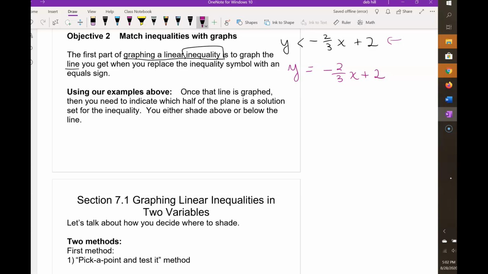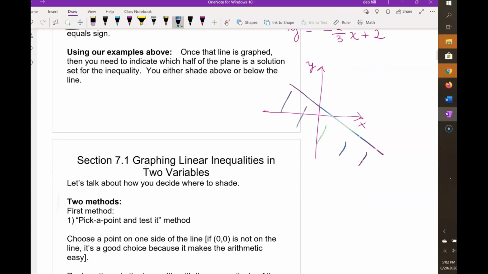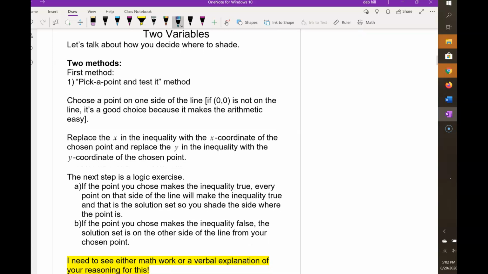Once that line is graphed, then you need to indicate which half of the plane. So when we draw a graph and we label the horizontal axis x and the vertical axis y, we're indicating that we're talking about the xy plane that goes infinitely in every direction. And so when you graph a line on it, then to graph the inequality, you have to say which side of the line are where the solutions are. So let's talk about how you decide where to shade.